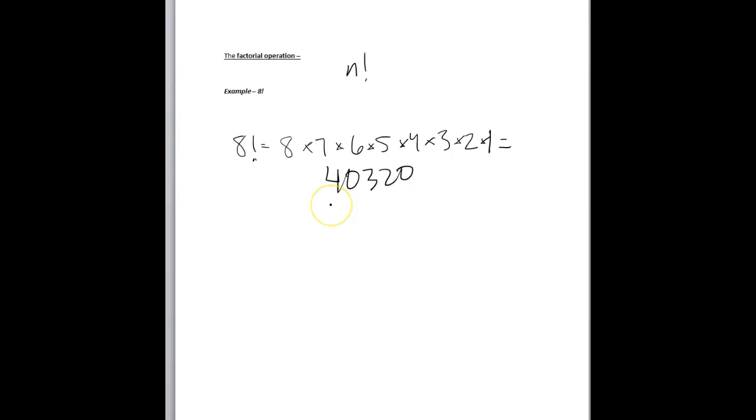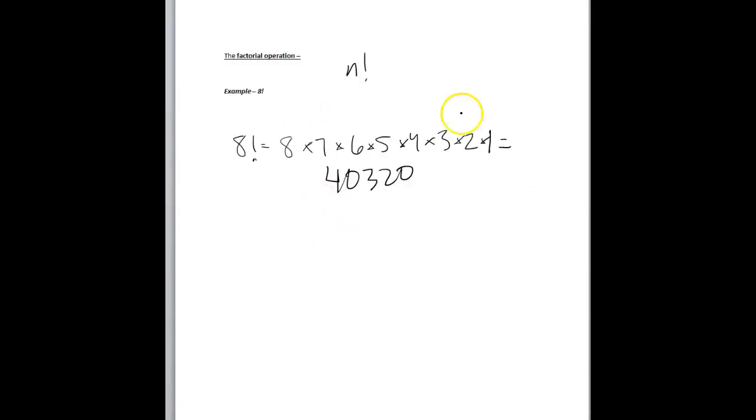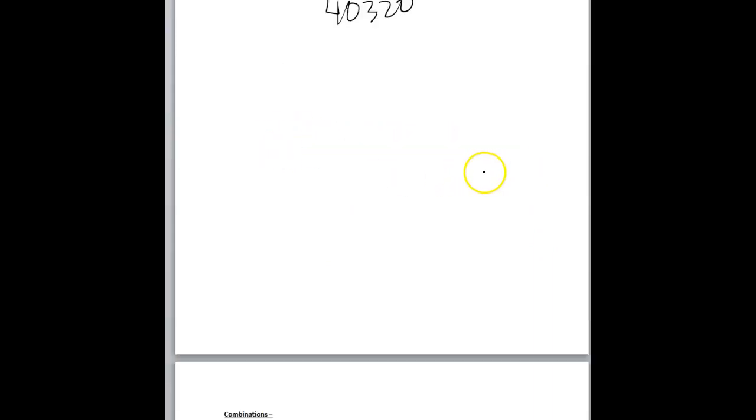I don't think that there needs to be a U practice. If you'd like to practice on your own, just go ahead and do 5 factorial or 3 factorial or whatever. It's pretty obvious what's going on here. So you just take whatever number it is and then just multiply it by every positive integer below it.